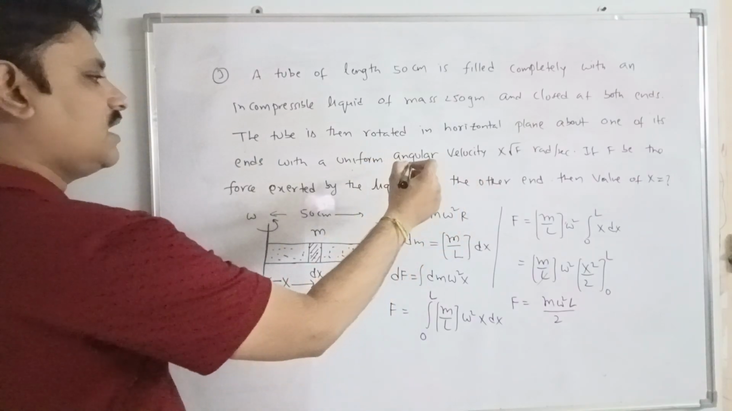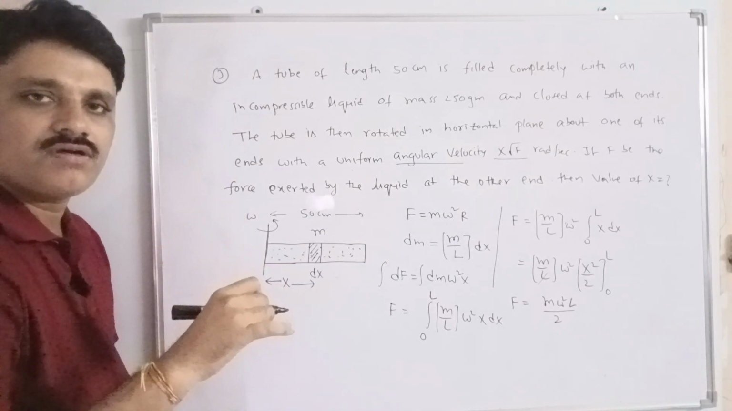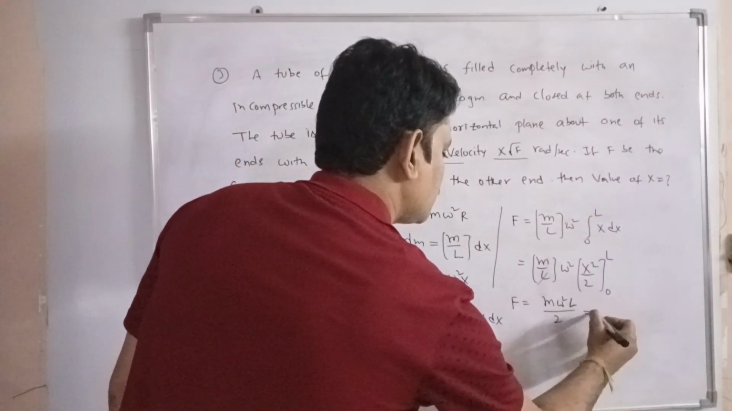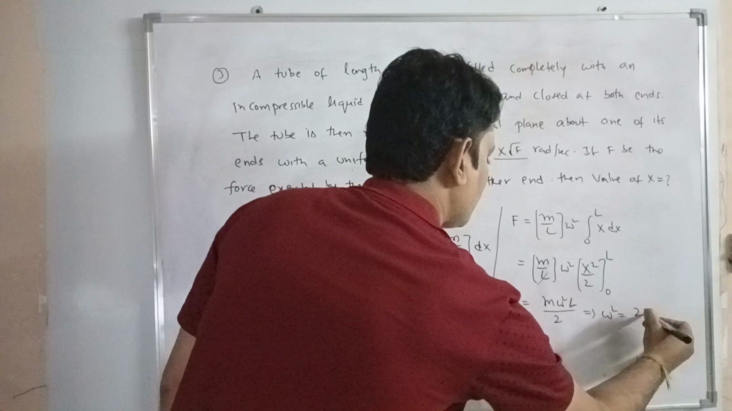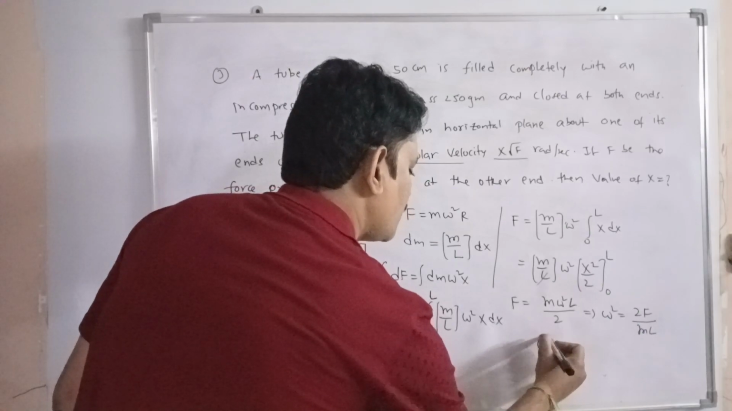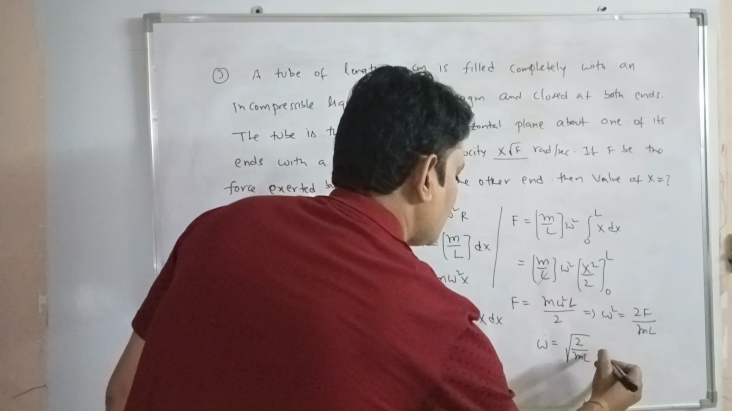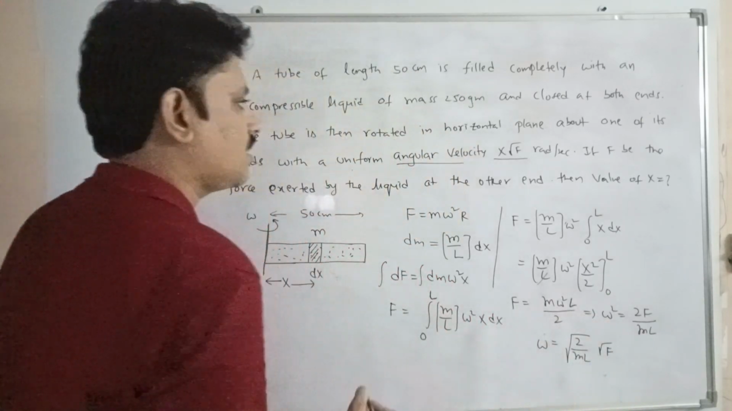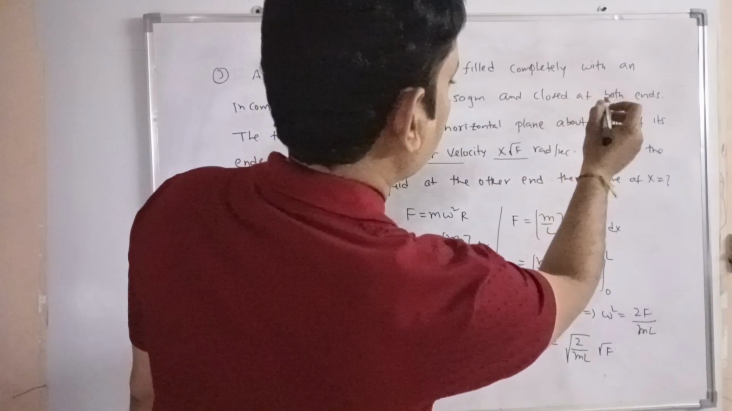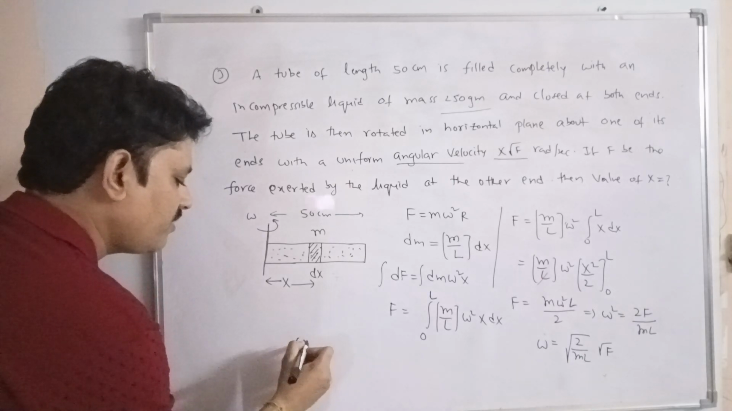Here the angular velocity is given as x root f. So we calculate the angular velocity in terms of f to identify the value of x. So omega square is equal to 2f by m l, which implies omega is equal to root of 2 by m l into root f. What is the mass? M is given: the tube is filled completely with a mass of 250 grams. So in place of mass m, substitute 250 grams.